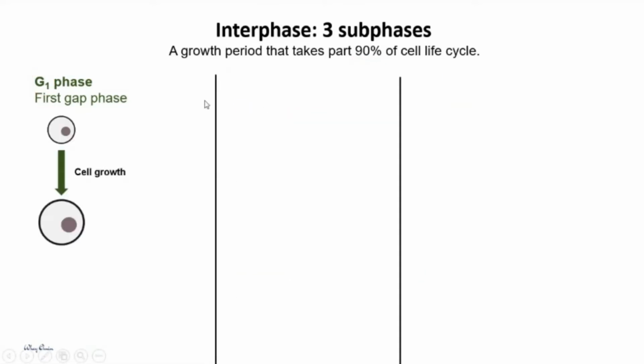G1 is characterized by the main event that can be observed significantly, which is the growth of the cell. That means you will notice that after the first gap phase, the size of the cell is larger. Okay, kenapa dia bertambah besar? Sebab the volume of cytoplasm increases. Isi padu cytoplasm bertambah dan ini memberikan fenomena yang kita kata pertumbuhan sel berlaku.